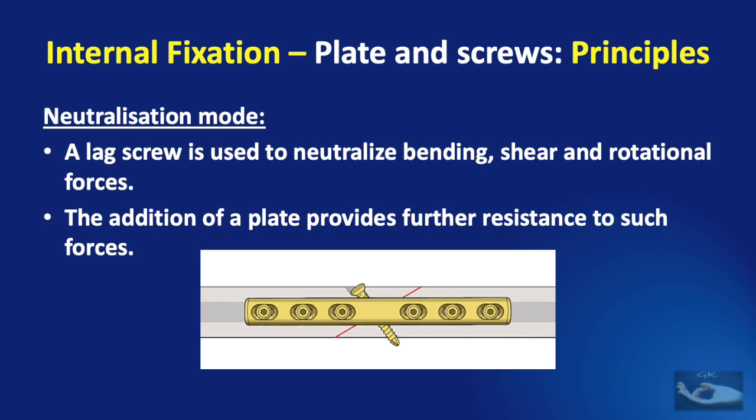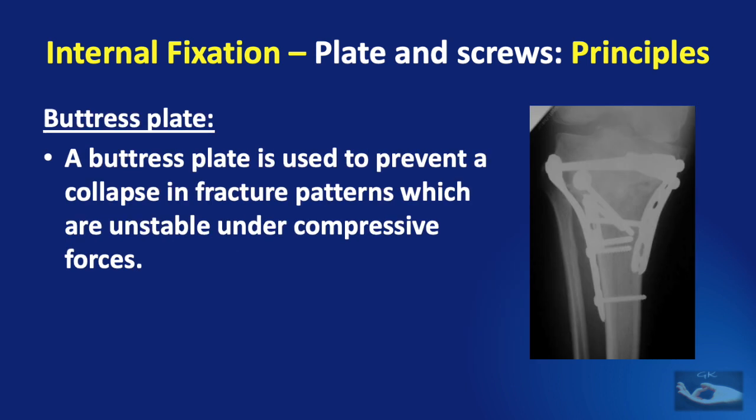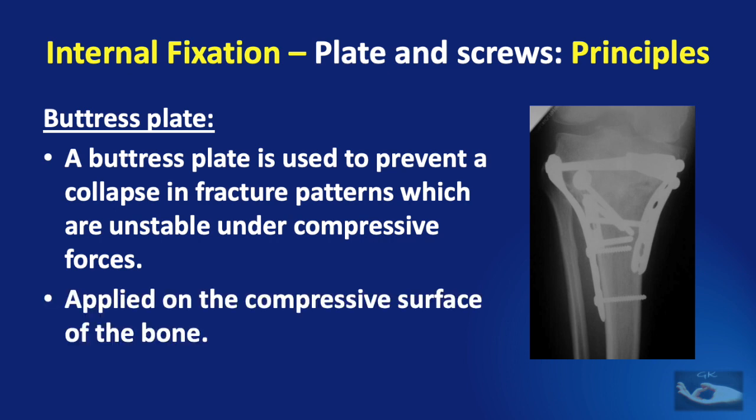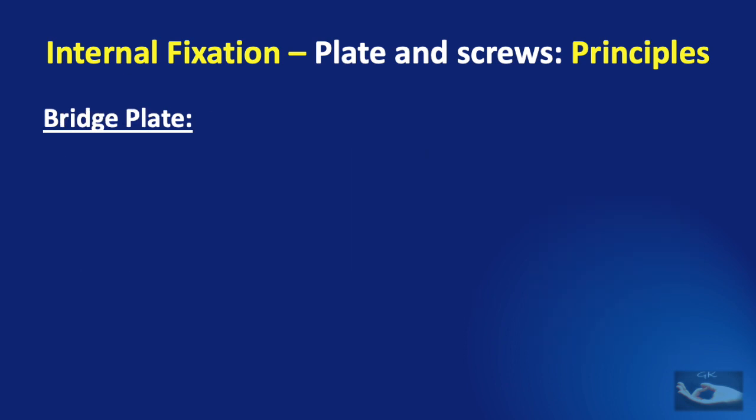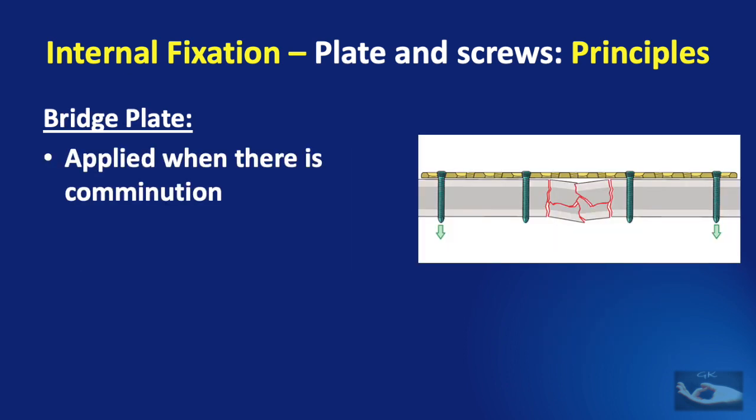Here, the plate is in a neutralization mode and it's typically used in short oblique fractures of the metacarpals. It is sometimes called a protection plate. A buttress plate is used to prevent a collapse in fracture patterns which are unstable under compressive forces. Hence, they are applied on the compressive surface of the bone and typically used in fractures like the lower end of the radius.